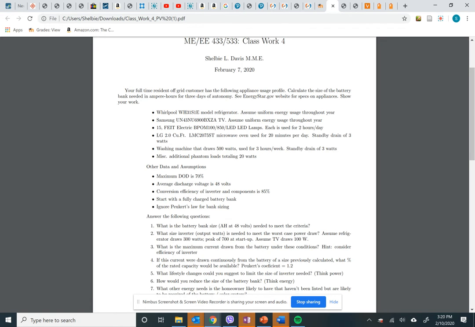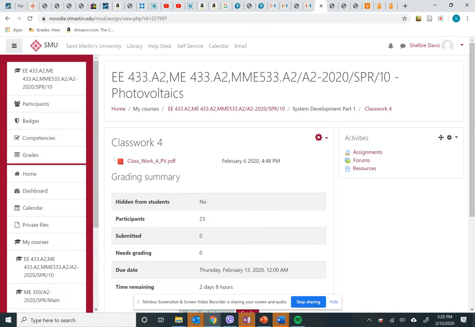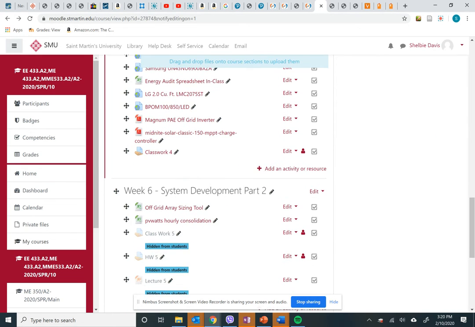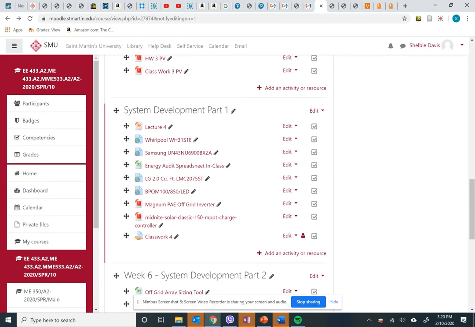So what I need, let's see here. Got to go to one of my thousands of tabs open and go back here. So where it says week 6, we're going to go ahead and, no, sorry. Part 1, system development, right here. Go ahead and download the Energy Audit Spreadsheet.